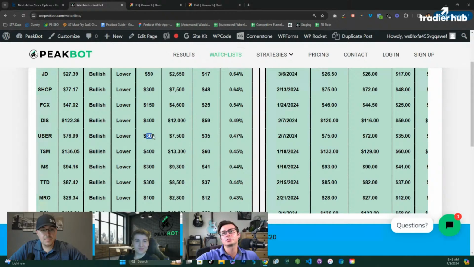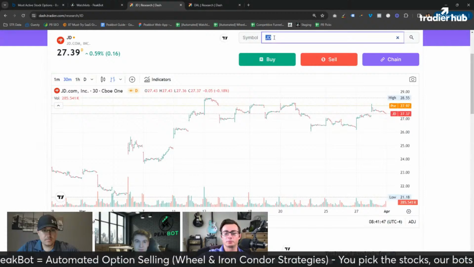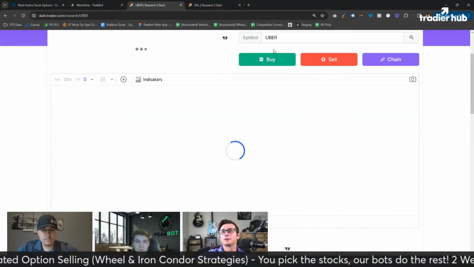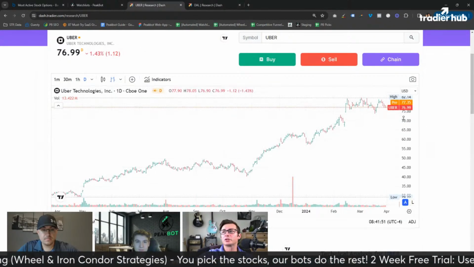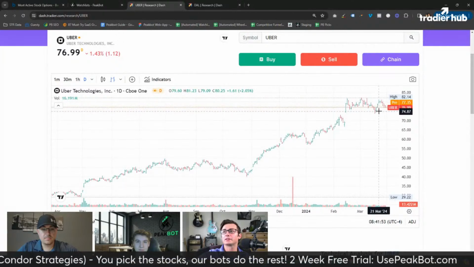All right, cool. So Uber's got an estimated $300 max loss. You need about $7,500 in your account, and we're estimating about a $35 net premium payout. So about 0.5% on your money this week. We're looking to be selling the 75 strike. The 75 strike will land us right about here at this price level.